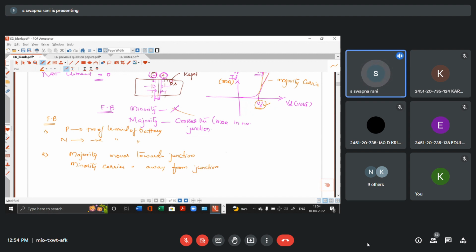So which charge carriers will cross the junction? Therefore, majority charge carriers cross the junction. Majority, second point you have to remember.